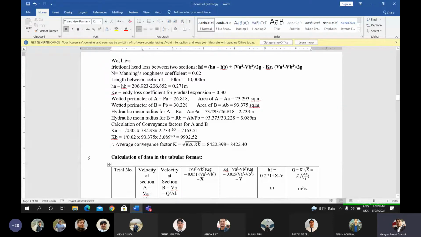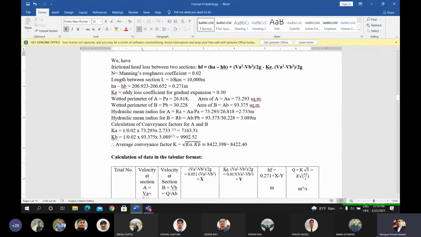If you consider the area of section A and the hydraulic mean radius of section A, then the conveyance factor will be KA. If you consider the area of section B and the hydraulic mean radius of section B, then the conveyance factor will be KB. You can calculate KA and KB separately, and the average conveyance factor is given by the square root of KA into KB, or K1 into K2.